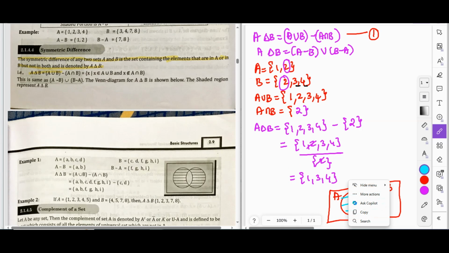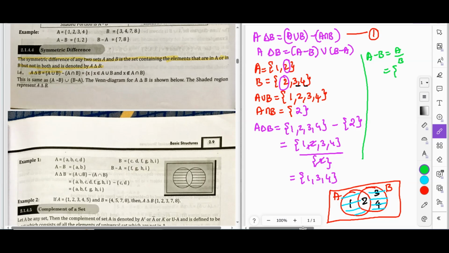Okay. We will do the second method. By using the second method, we have A minus B. That will be A by B. A is 1, 2. B is 2, 3, 4. So 2 and 2 will get cancelled. Only the one which is there in the numerator will be calculated. That will be 1. Then it is B minus A.